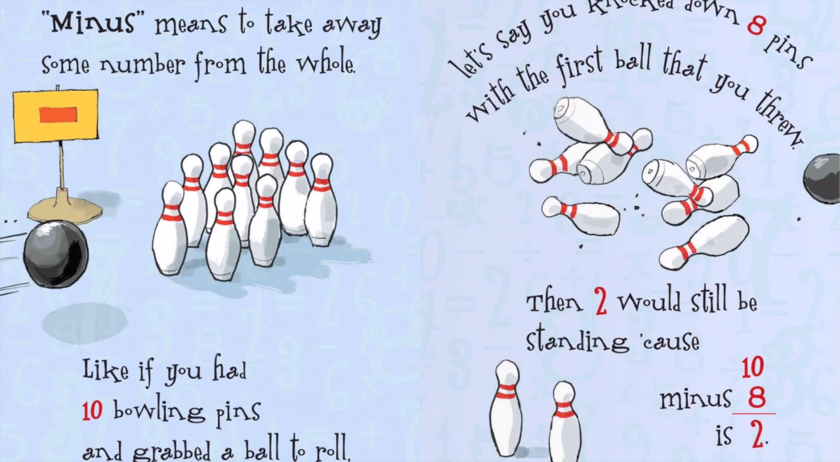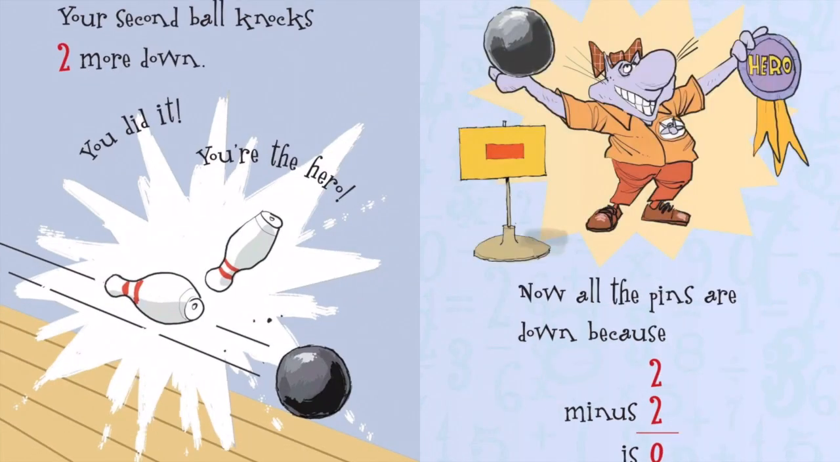Minus means to take away some numbers from the whole. If you had 10 bowling pins and grabbed a ball to roll, let's say you knocked down 8 pins with the first ball that you threw, then 2 would still be standing, 'cause 10 minus 8 is 2. Your second ball knocks 2 more down. You did it! You're the hero. Now all the pins are down because 2 minus 2 is 0.